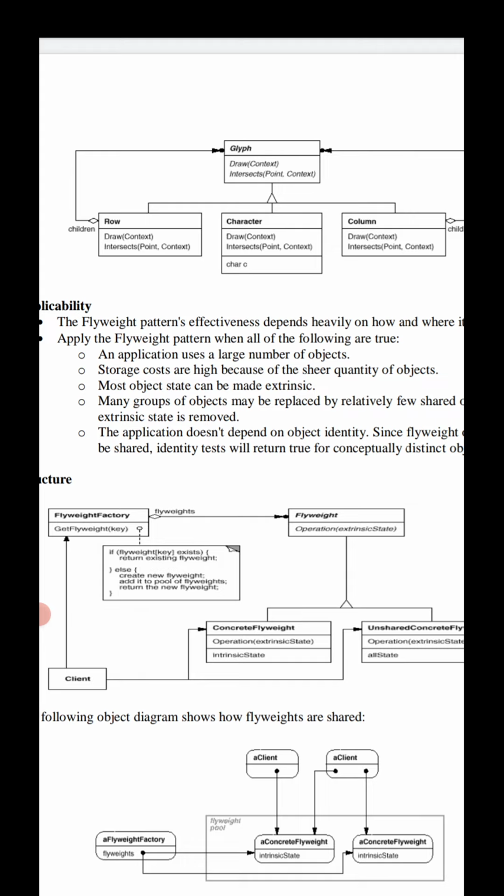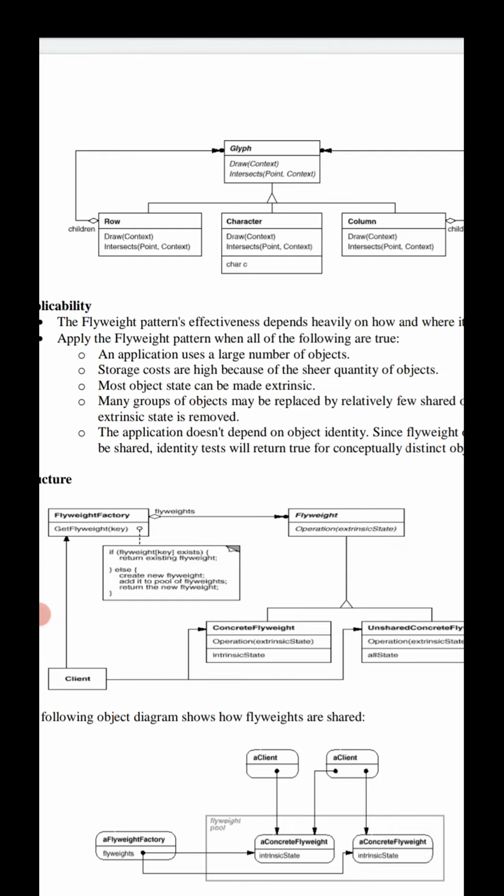Likewise, this is the class structure for these objects. Glyph is an abstract class for graphical objects, some of which may be flyweights. Some of the operations that may depend on extrinsic state have it passed to them as a parameter. For example, draw and intersects must know which context the glyph is in before they can do their particular job.